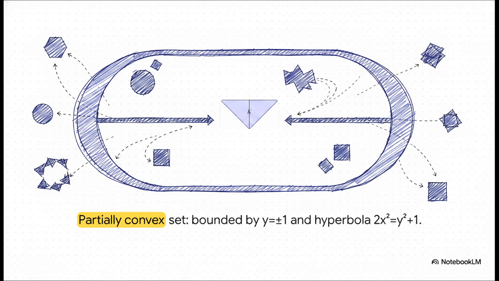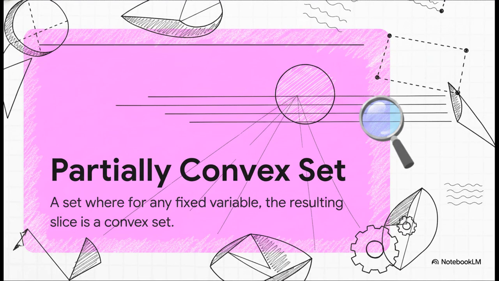This is definitely not a simple convex shape in every direction. It's a system that's only harmonious or convex depending on which variables you hold fixed. If you let it all move at once, it gets incredibly complicated really fast. And that brings us to the first main character of our narrative, the partially convex set.